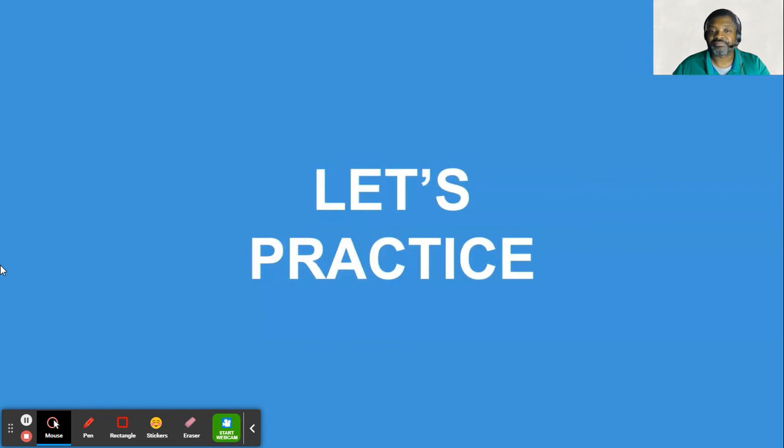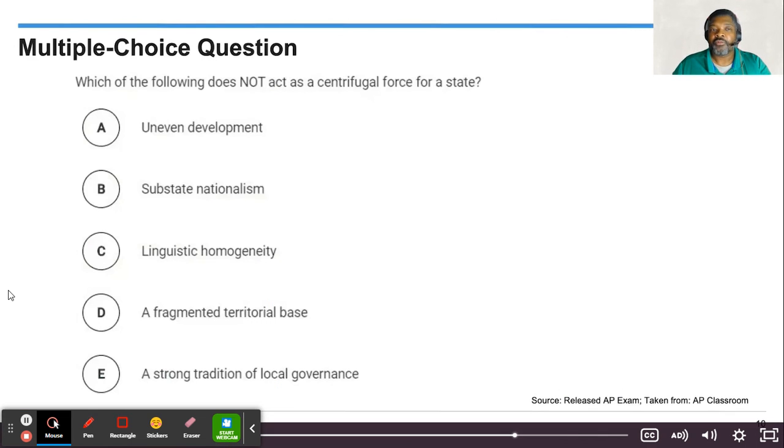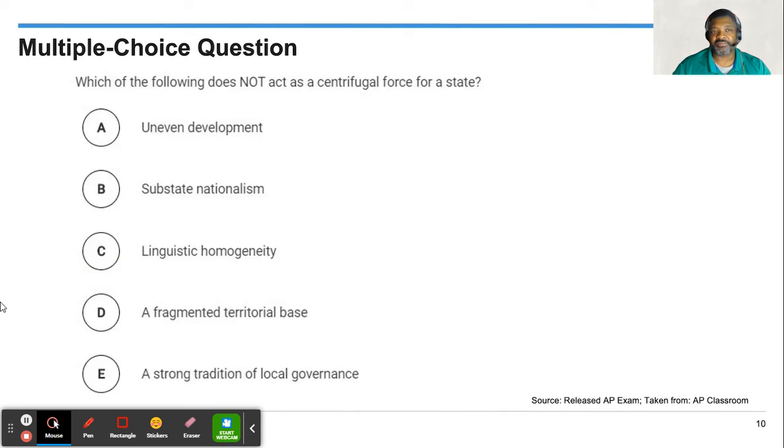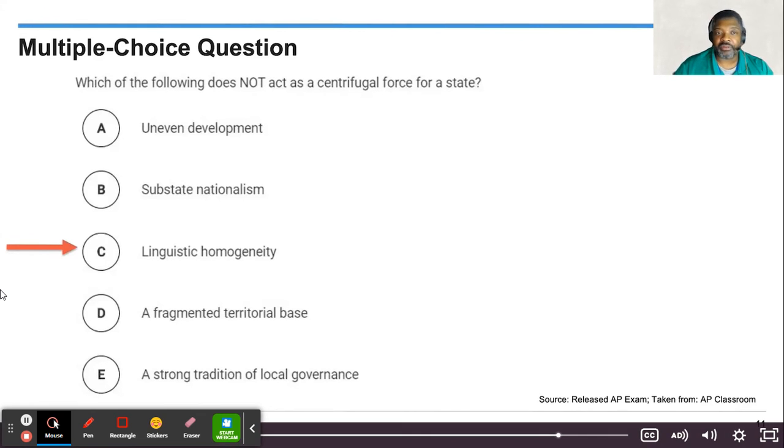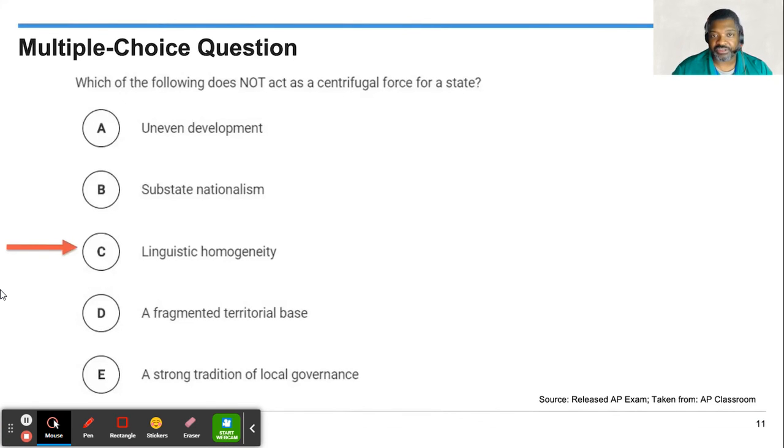Let's practice. Which of the following does not act as a centrifugal force for a state? If you need to pause it and think about it, take this time to do so. The answer choice is C, linguistic homogeneity. What that means is a group of people speak the same language.